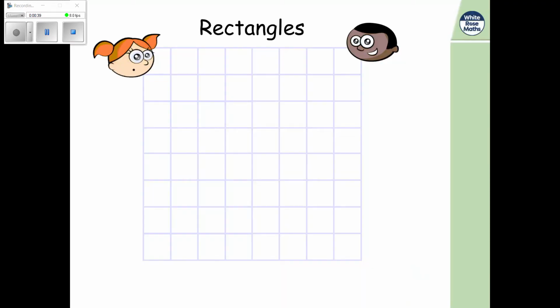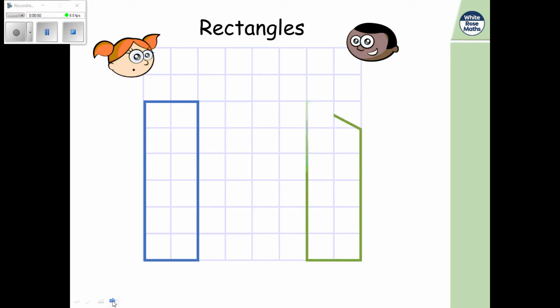So let's get learning. We have a grid here and we would like to draw some rectangles. So there he goes, drawing his. And there's hers as well. And another.